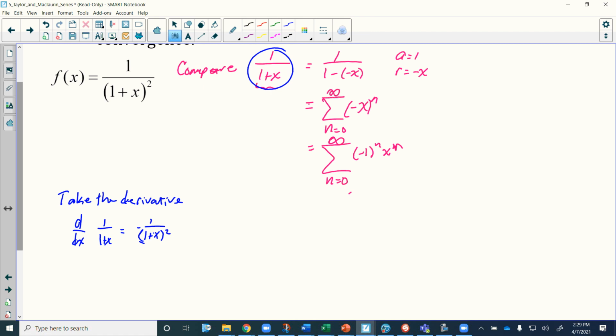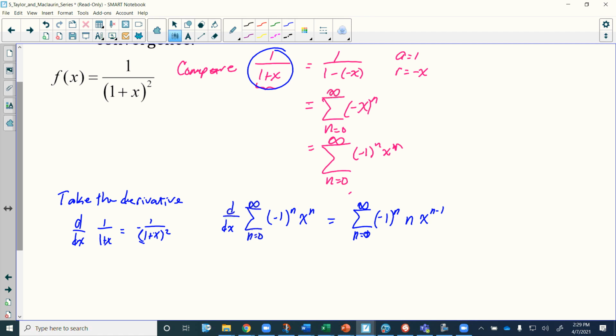Well, I'm going to do the same thing with my expression. I'm going to take the derivative of my series, I should say, not my expression. The derivative of my series, negative 1 to the n power times x to the power of n. And when I take the derivative of that, I'm going to get my series n equals 0 to infinity of negative 1 to the power of n times x to the n minus 1 power.